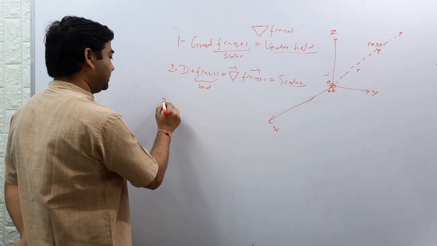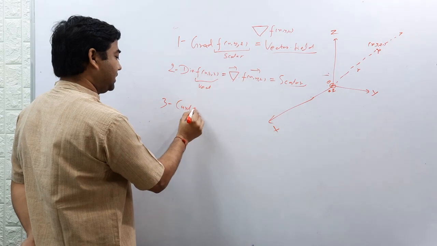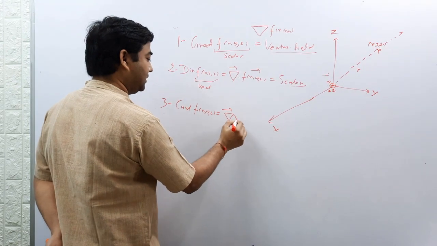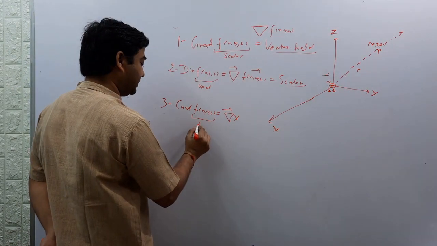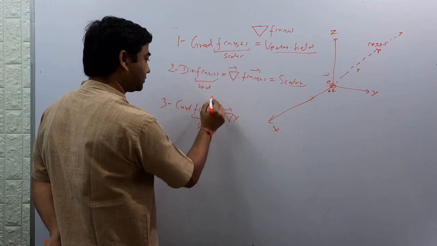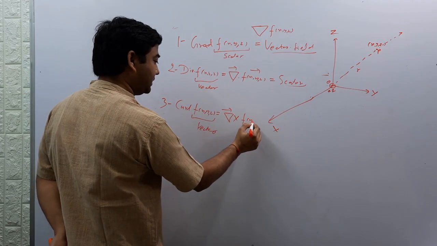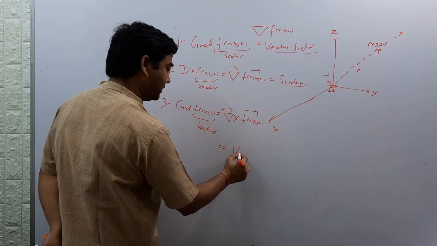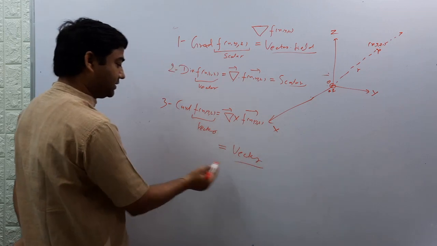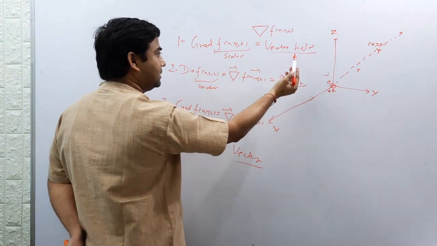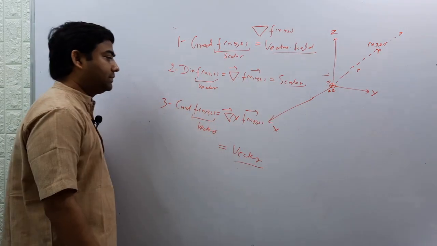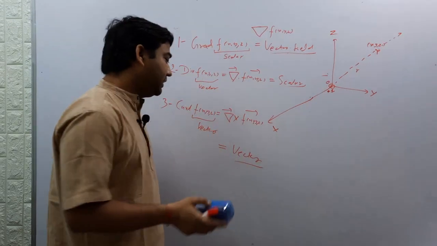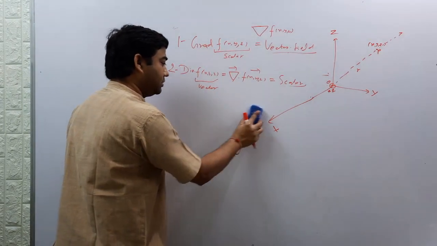And third is curl f(x, y, z) is equal to del cross. Here also this field is a vector field, vector function f(x, y, z), and this is a vector function. Curl is a vector function, divergence is a scalar function, and grad is also a vector field. So they have their own meanings, their own interpretations.